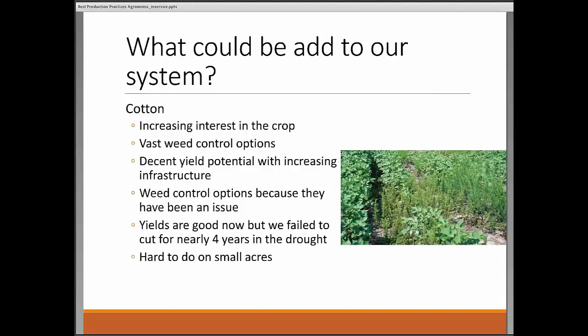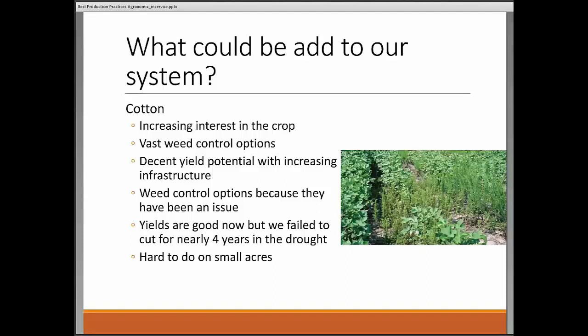You either have to buy in or not with cotton. You're talking about the infrastructure that is needed. There's a lot of specialty equipment. You're talking about high clearance sprayers. Harvesting equipment is different. So if you have to go everything custom, it can be very cost ineffective.